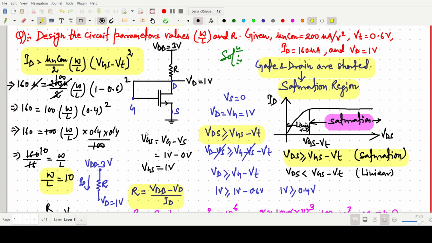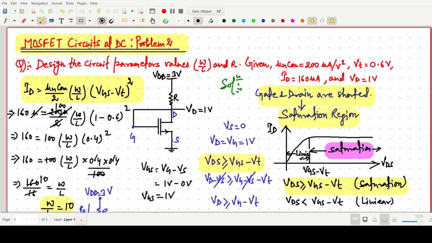After making all the calculations, we can find the value of W by L and R. The final answer is: W by L will be 10, with no unit, and R will be 12.5 kilo ohm. This is the answer, and this is an exercise problem of a microelectronic circuit by the Sedra Smith book. Thank you for watching this video.